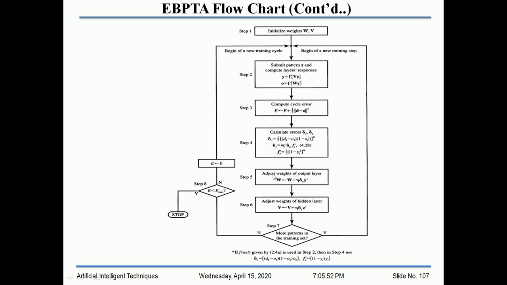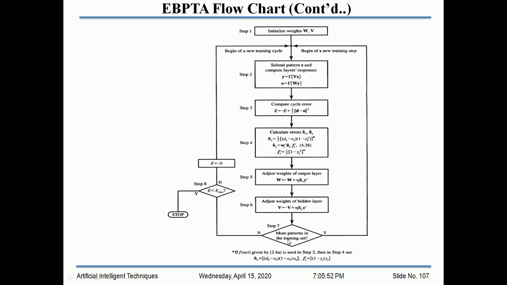Step number 5 is adjust the weights of the output layer. First of all, adjust the weights of the output layer. That is, the updated weight W, or the new weight W, equals the old weight plus the change in weight delta W, which is nothing but the product of eta, delta and y. Now adjust the weights of the hidden layer. V equals V plus eta delta yj into z.